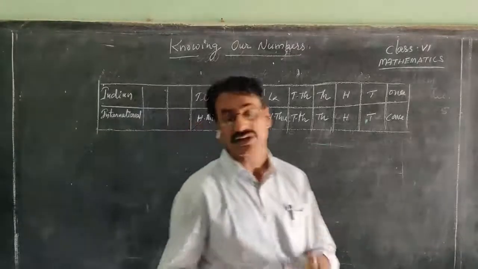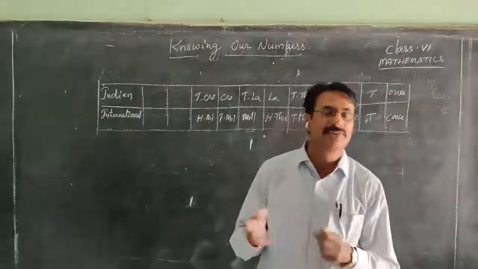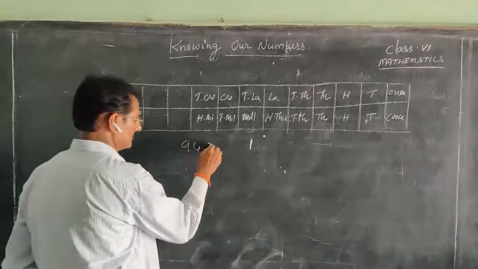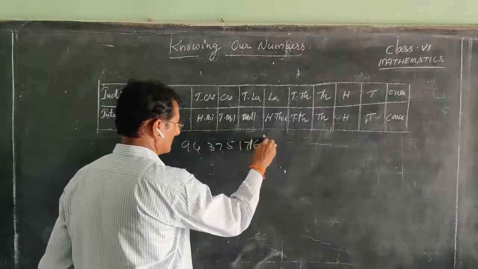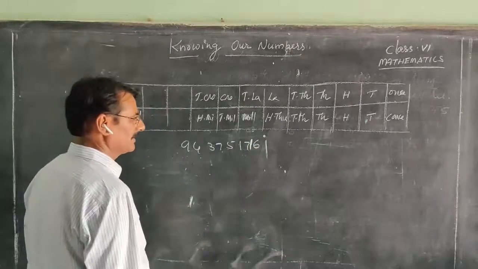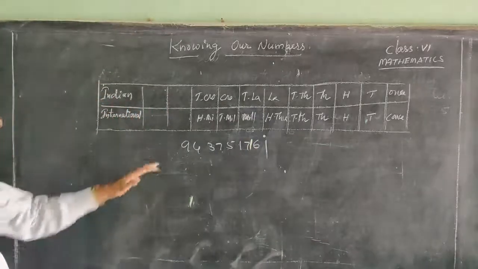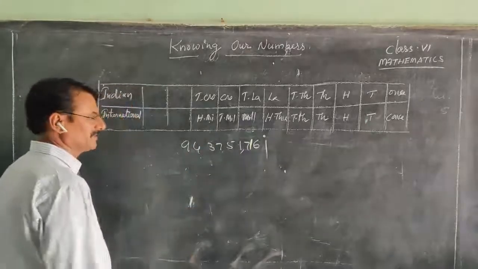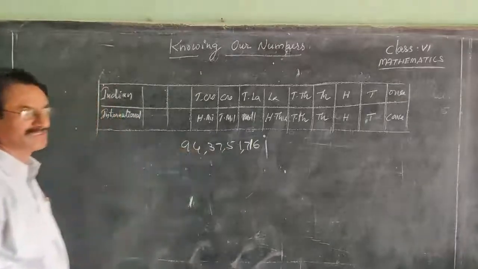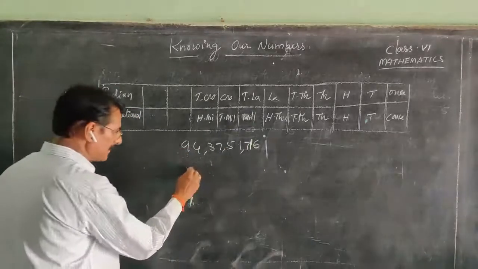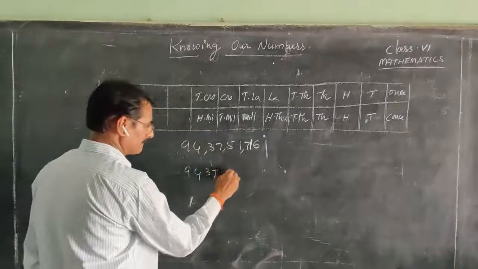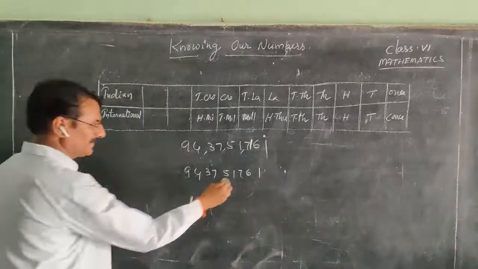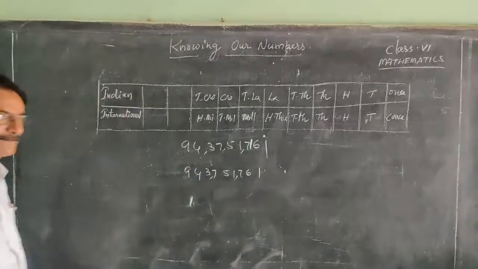In that system, they use commas before every 3 digits. For example, we can read this number in both systems. In our Indian system, the first comma comes before 3 digits, and the next commas come after every 2 digits. They use a comma for every three digits like this.